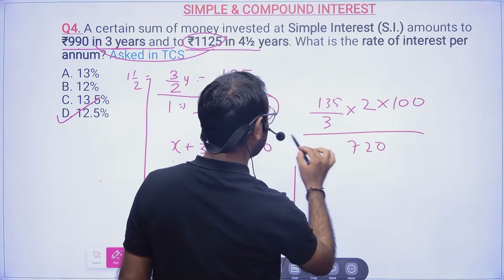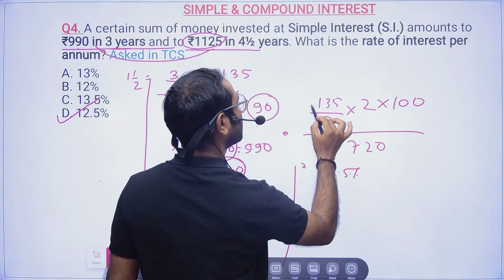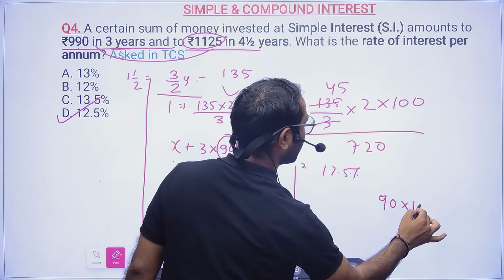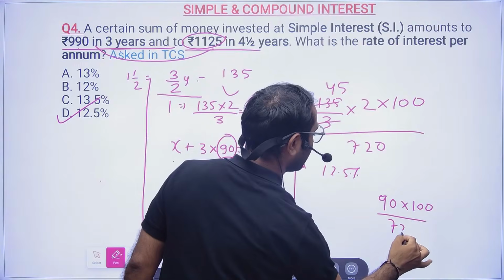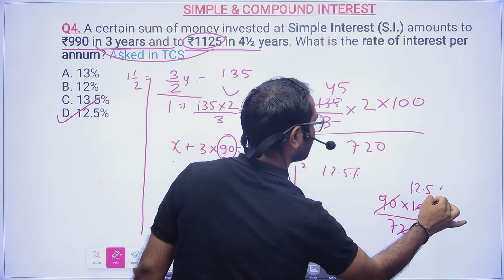If you do it like that, you will get 12.5 here. 12.5% you will get. See, 345 times, right? So this will be 90 into 100 and divide by 720. So this is 8 times and this is 12.5 times. So this is what you will be getting.